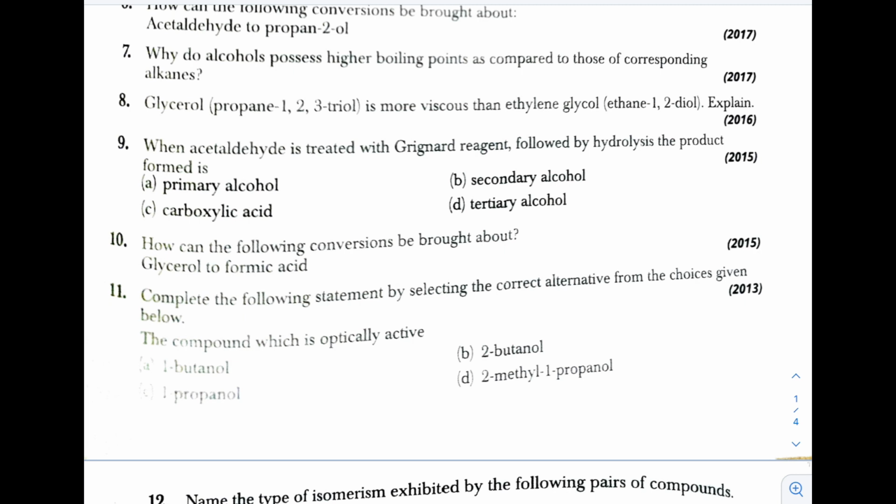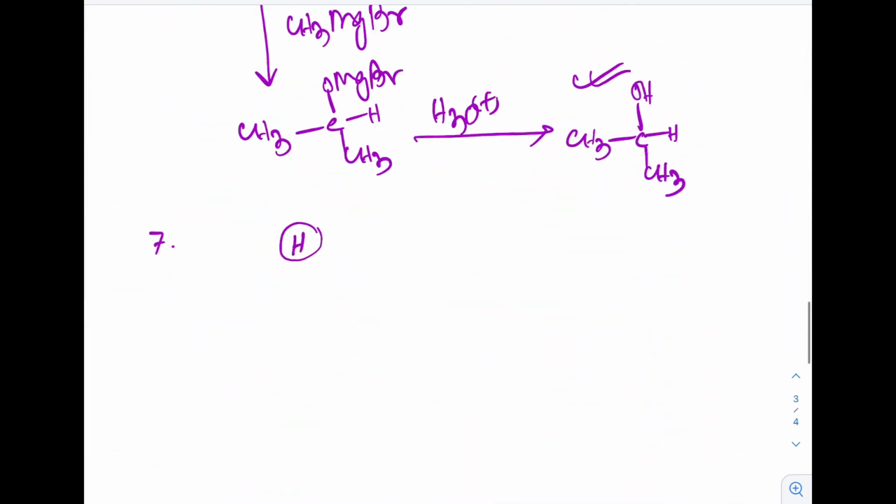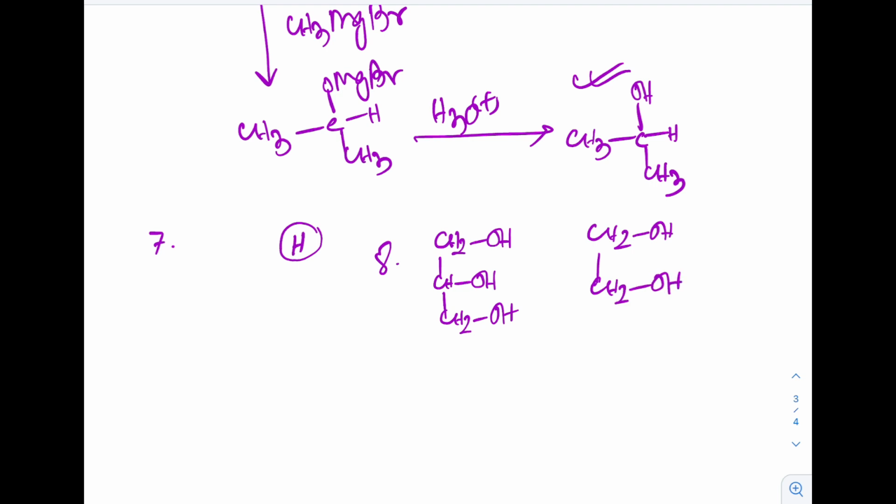This is again an explanation question. Glycerol is more viscous than ethylene glycol. So question 8 we are going to solve. Glycerol is this one, and ethylene glycol is this one. So in case of glycerol, 3 acidic H atoms are there. In case of ethylene glycol, 2 acidic H atoms.